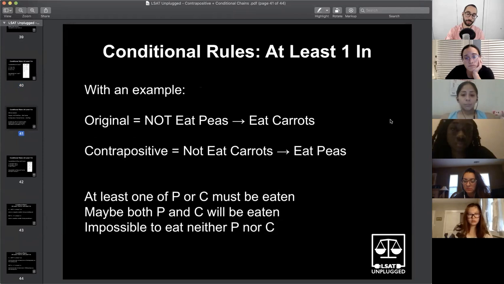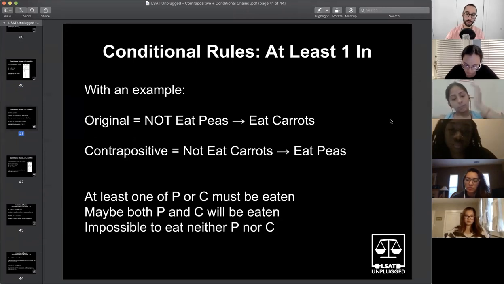Now here's an example. If you don't eat your peas, you must eat your carrots. Contrapositive, if you don't eat your carrots, you must eat your peas, because they're both vegetables, they're good for you, so you've got to have at least one of the two. Establishing a minimum, you cannot go without vegetables, and those are the only two options. You're going to have at least one of those two in. Maybe you'll have both, but you cannot lack both of those two vegetables because they're good for you.